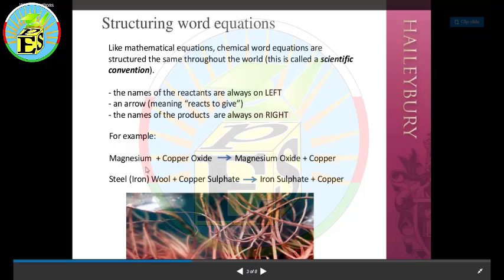Another example, steel wool plus copper sulfate. So these two are reactants. They will give after reaction iron sulfate plus copper. So these two are products.